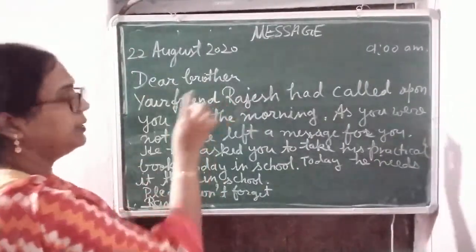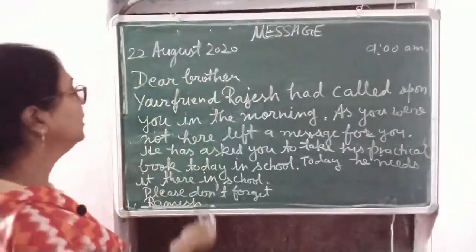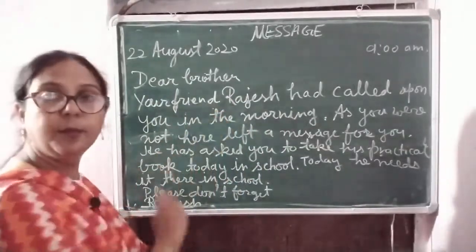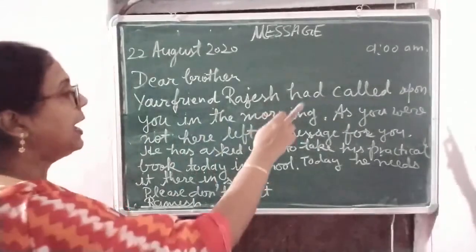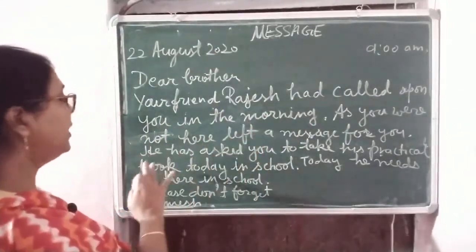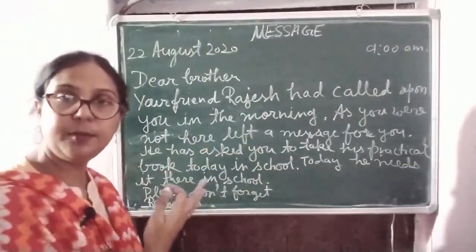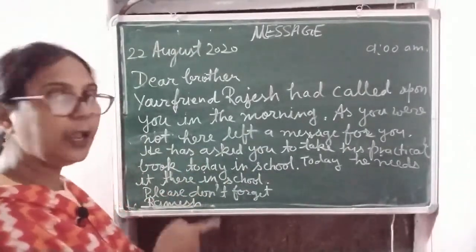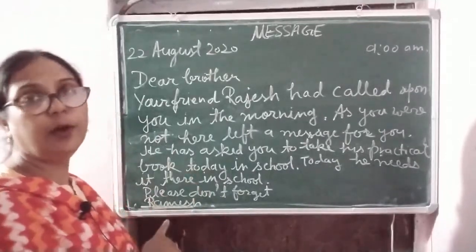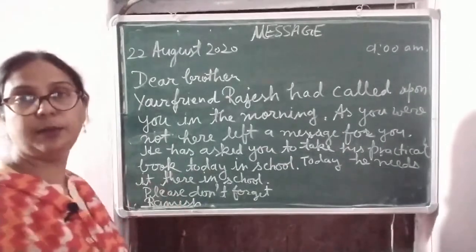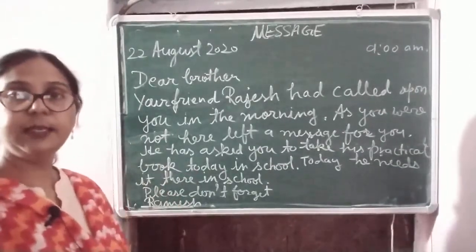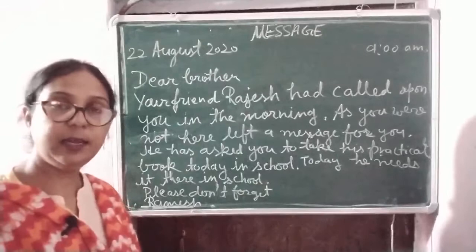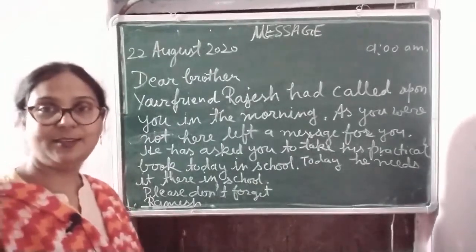First of all, you have written dear brother because you are writing to your brother. Your friend Rajesh, you have to inform him that Rajesh had called upon you in the morning. As you were not here, he left a message for you. What is the message? The message about his practical book. And you have to take this practical book to the school. Don't forget it. And here you have to write your name. So please write down, or you can take a screenshot also. So this way we can write a telephonic conversation in a message.